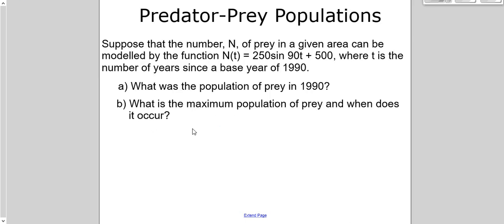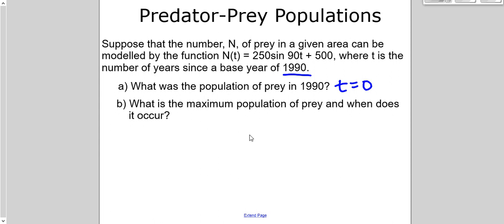Predator-prey population. Suppose the number n of prey in a given area can be modeled by the function n of t equals 250 sine 90t plus 500, where t is the number of years since a base year. Base year means that's where they're starting, 1990. So what was the population of prey in 1990? That means time is equal to 0.